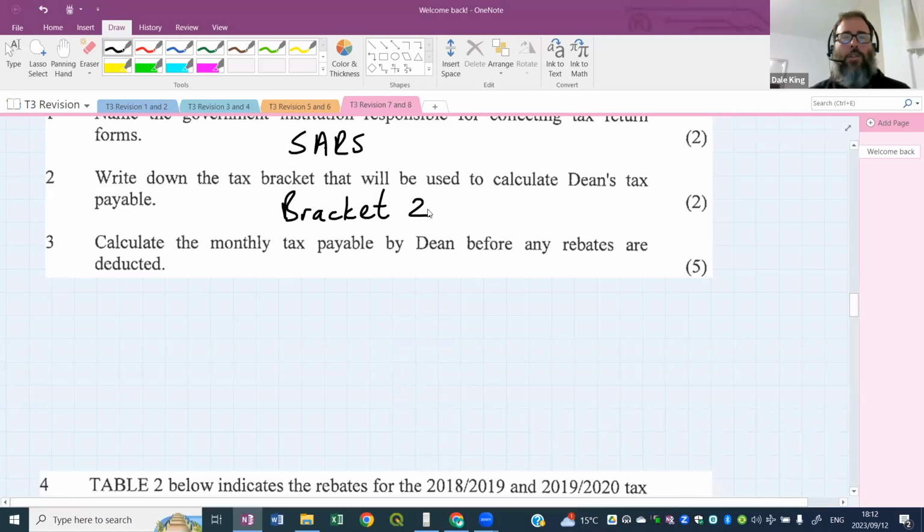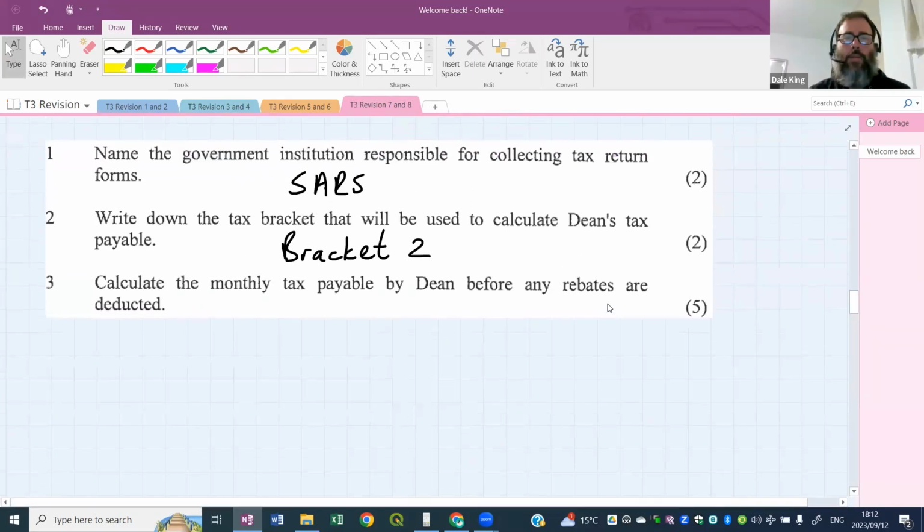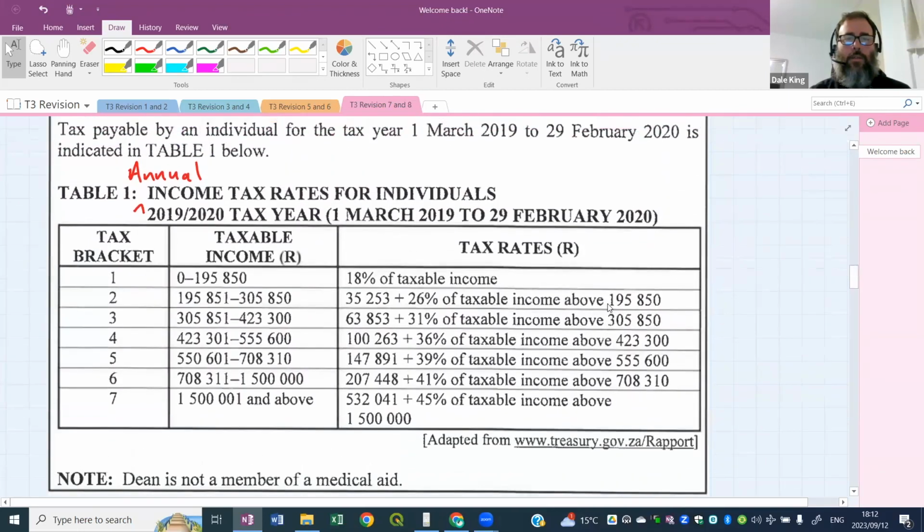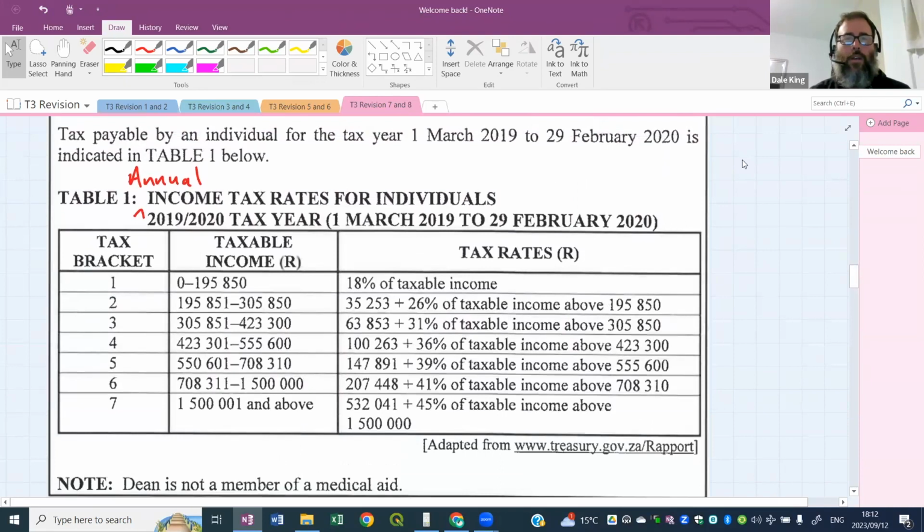Awesome, Ben. Thank you very much. Good job. So we need to calculate the monthly tax payable by Dean before any rebates are deducted. Before rebates. So don't worry about rebates. Just what is his monthly tax payable? Okay. I'm going to give you guys about 4 minutes to do this, and then we'll check it together. So we need monthly tax payable by Dean. No rebates. There's the tax table. All right, I'll give you a couple of minutes. Give it a bash, and then we'll check it out.